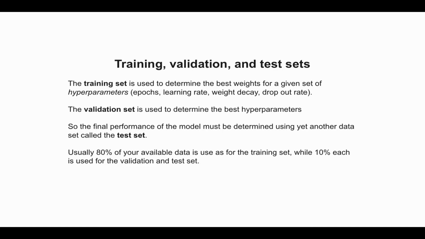So when you start with your data set, usually you use 80% of the available data for training, and then 10% for the validation, and then the final 10% for the test set. And you only run those calculations on the test set once. You don't go back and adjust your hyperparameters. This is basically your model is finished, and this is the best it can be.